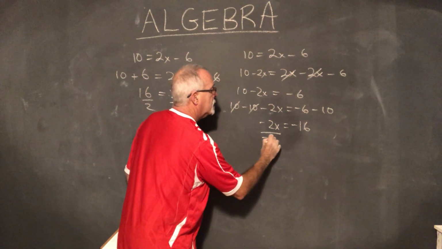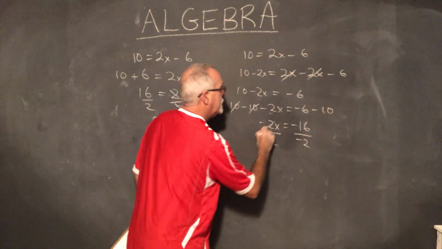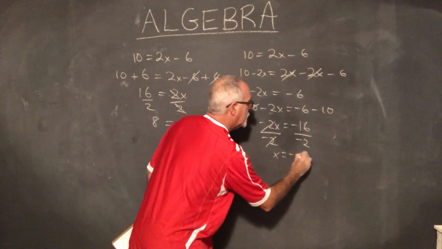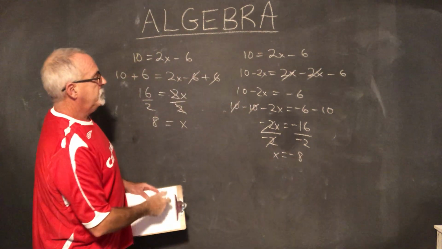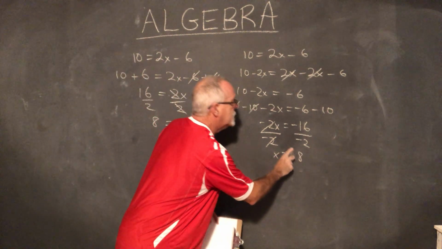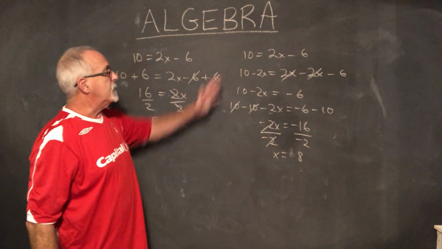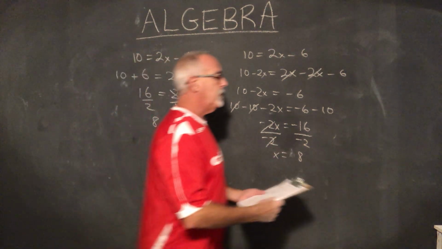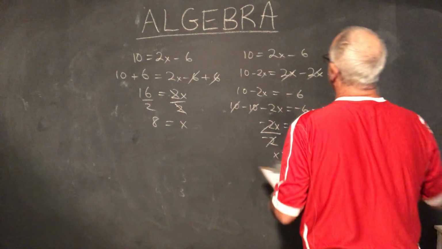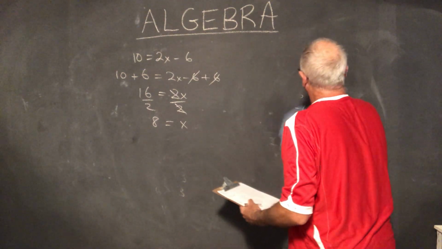Now I'm dividing both sides by negative 2. These cancel. X is equal to negative 8. X is equal to positive 8. I have a negative divided by a negative. I have the same answer, it's just written backwards. This is just a reminder that we're allowed to do this two different ways, and they're both correct.